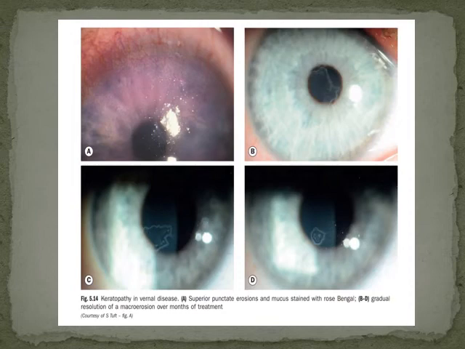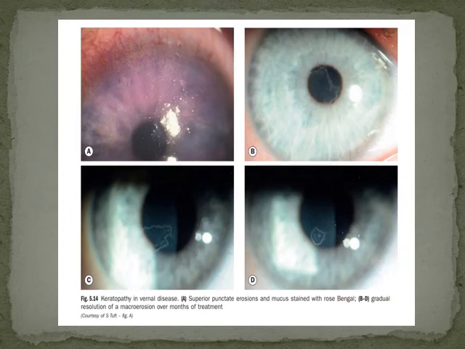In vernal keratoconjunctivitis, the cornea is also affected. The corneal lesions can be as shown in the first figure. It can be superior punctate erosions and mucus, stained with rose bengal dye. Then the next three images show the progression of a macro erosion over the cornea and its gradual resolution over months on treatment. So this is a clinical picture of vernal keratoconjunctivitis, showing both the palpebral and the bulbar form.